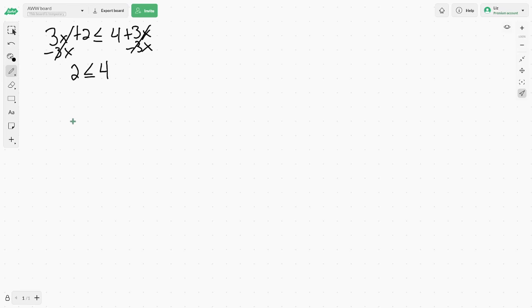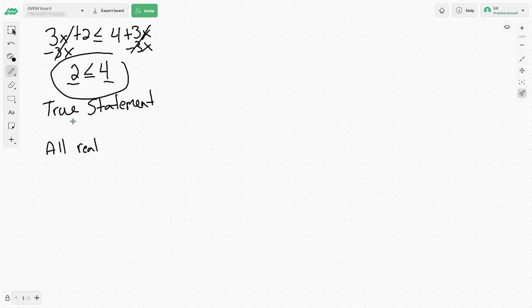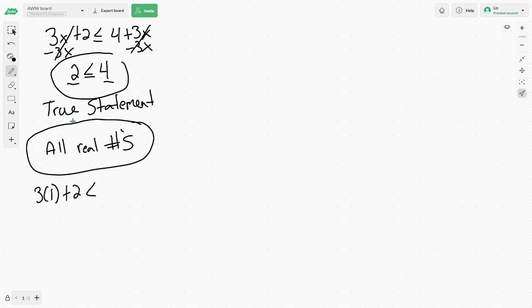In this case, if you completely eliminate your variables and you're left with two numbers like this and a statement that is true, then your answer is all real numbers. Because if you put a 1 in here, let's say you put in a 1 for x, you get 3 times 1 plus 2 is less than or equal to 4 plus 3 times 1. So that's 3 plus 2 is 5, 4 plus 3 is 7.